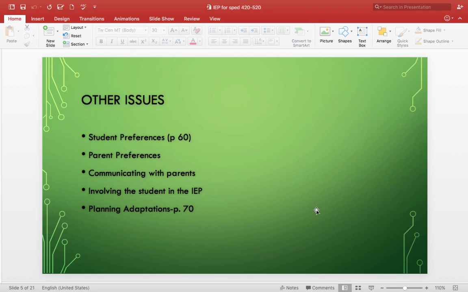So some other issues that we have, and I've got some page numbers listed on here, if you want to look and see where they are, because I'm actually following along my own notes here in the book. Okay, it's actually on page 61, sorry, determining how the student will be involved in the planning process. So student preferences, this is something that's very, very important. If you look on page 60 though, we've got a really nice chart of some things that you might want to look at when you're writing an IEP, especially for transition purposes.